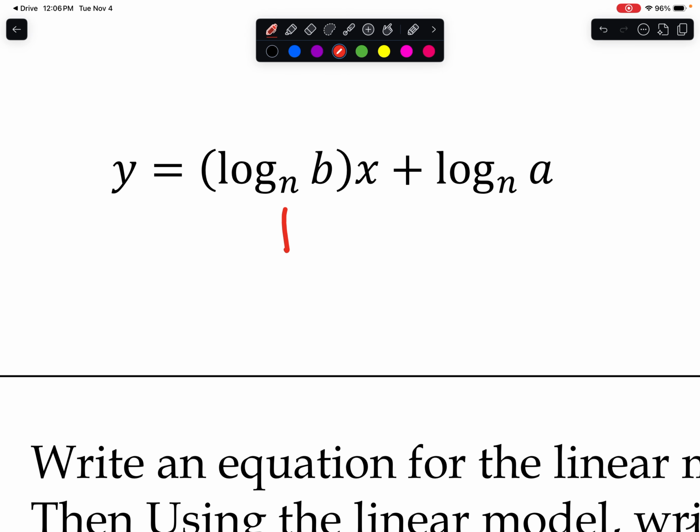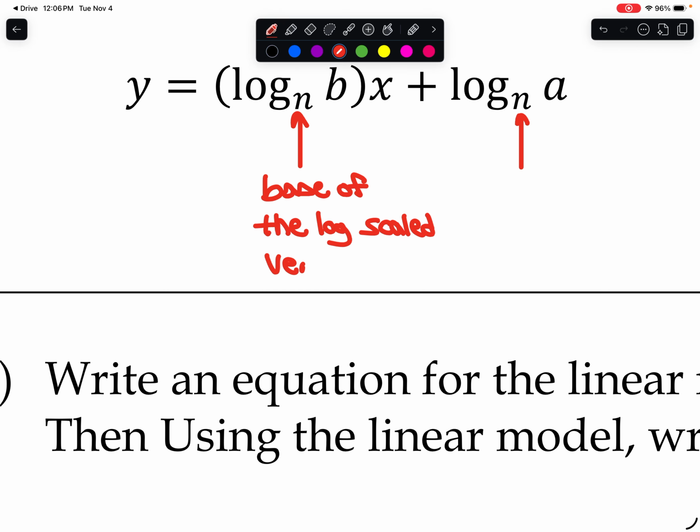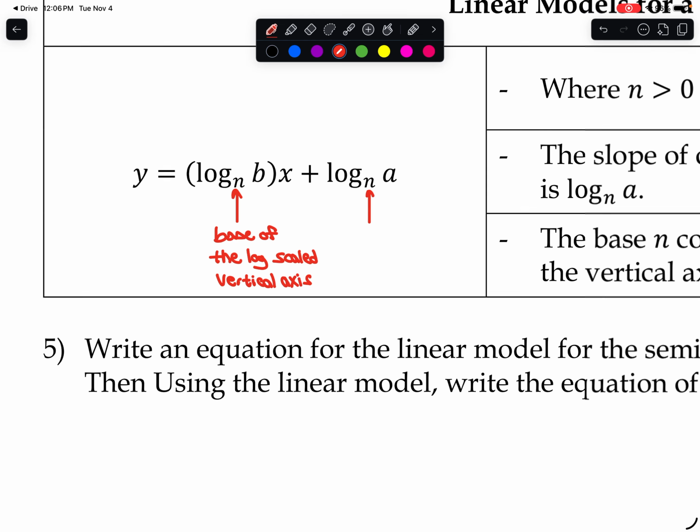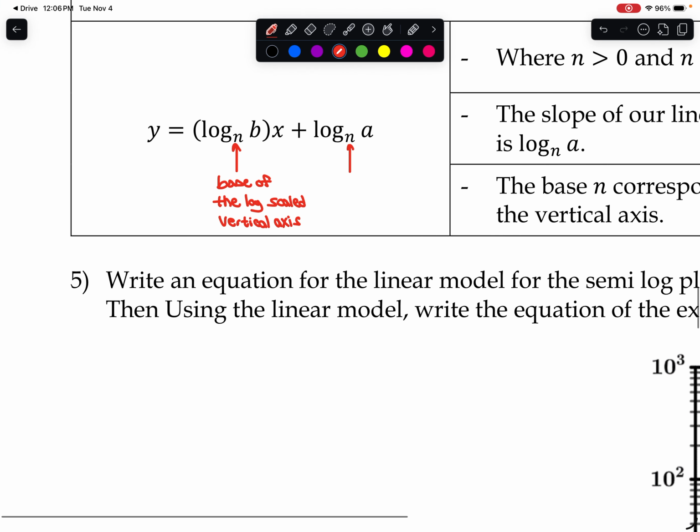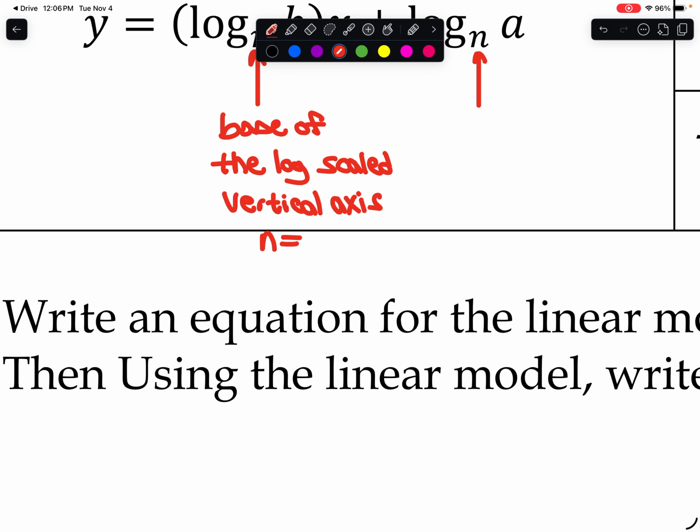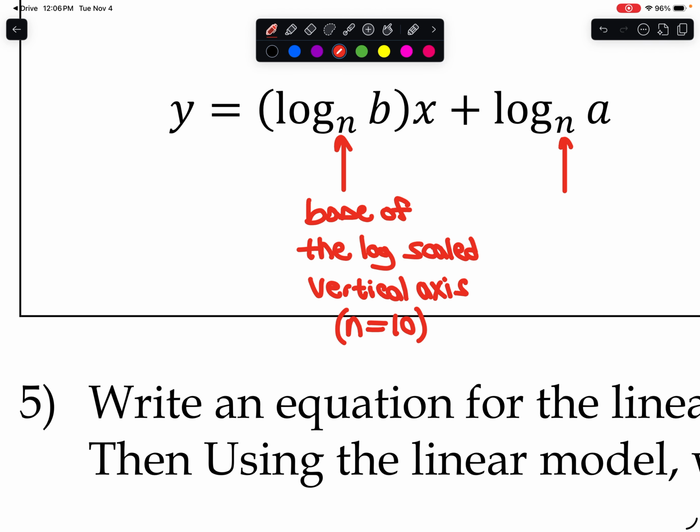Your n value, your base, is actually going to be the base of the logarithmically scaled vertical axis. I will say in all the problems that I've seen us do, we're always going to use a base of 10, which means that typically your n value is going to equal 10. I can't speak for every year, but for the problems I've seen, we're typically just going to stick to base 10.